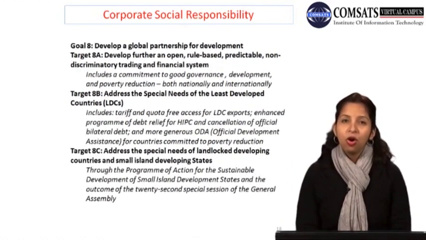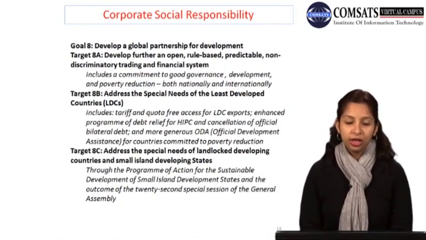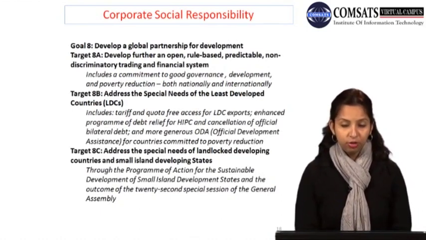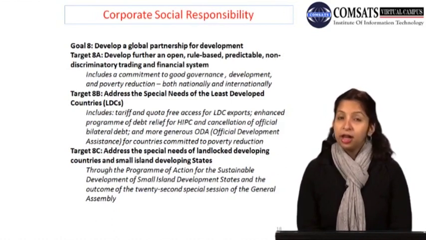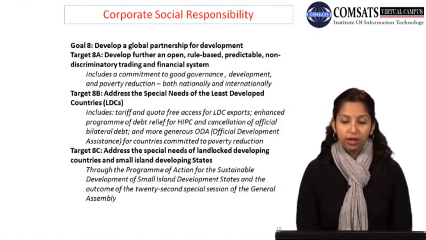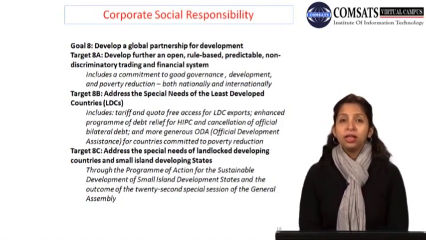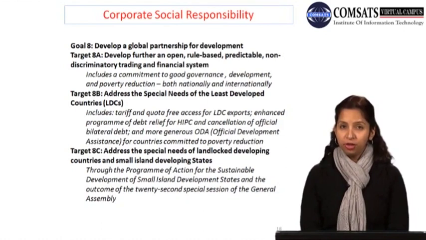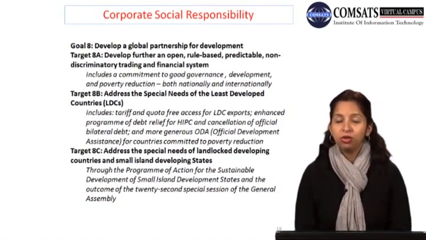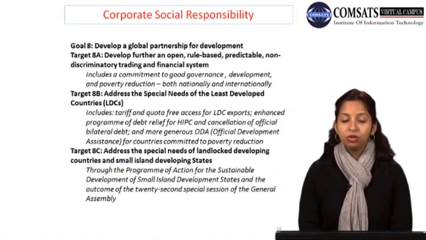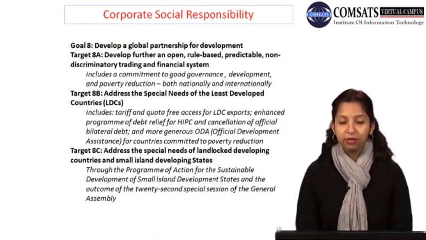Now, goal number 8 of the MDGs is to develop a global partnership for development. The targets within this goal are to develop further an open, rule-based, predictable, non-discriminatory trading and financial system. So, in order to develop global partnerships for development, you need to have transparency, you need to have accountability, and you need to have an open, rule-based financial system and trading system.